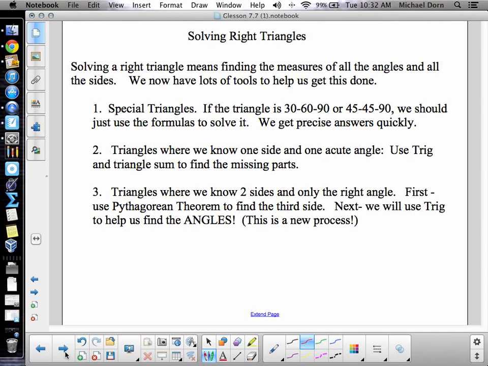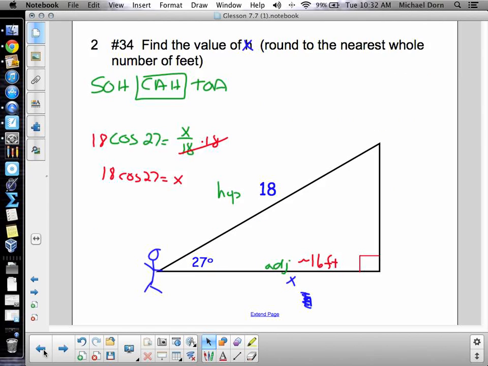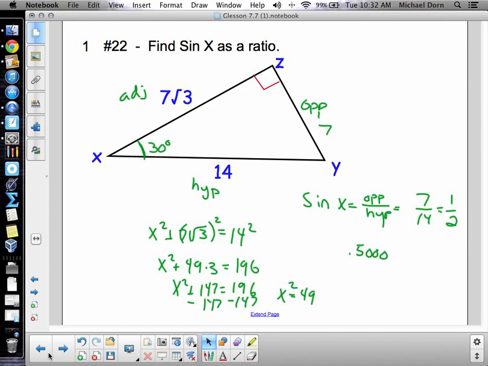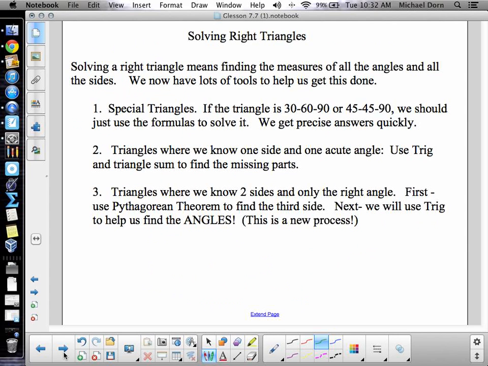But there's a couple different ways we can do this. Special triangles. If it's a 30, 60, 90 or 45, 45, 90, obviously use the pattern. It's very quick to solve it that way, just like we did in our first example today. I mean, I know this is 30. If I know this is 30, this must be 60. That triangle is solved because I know all the sides and all the angles, and we're able to do it using our pattern. So if it fits the pattern, use it.